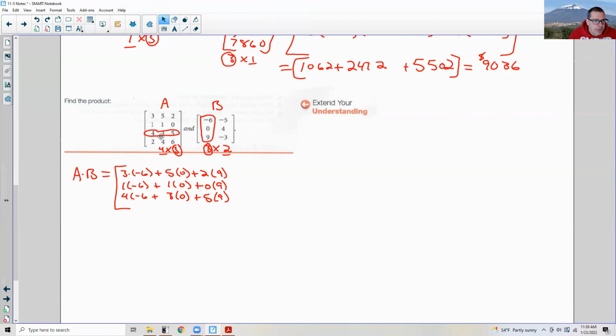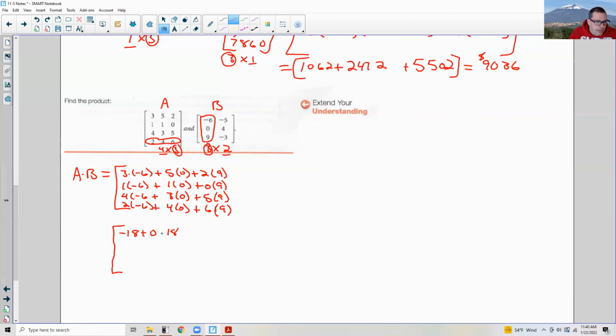Okay, and then we move this down. Probably not a bad idea to do it in this process. 2 times -6 plus 4 times 0 plus 6 times 9. Okay, and that is just my first row of my new matrix. So instead of continuing on here, I'm going to simplify this now. 3 times -6 is -18. 5 times 0 is 0. 2 times 9 is 18.